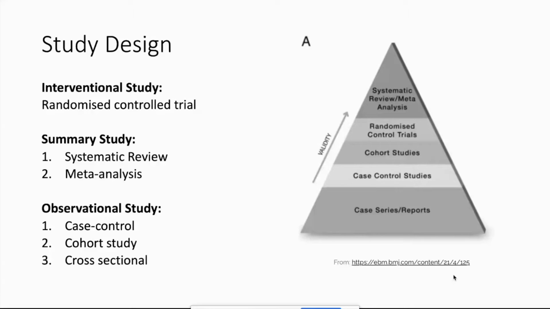So again, these are quite powerful studies because they look at many different randomized controlled trials. And then you also have observational studies. These don't make any intervention, so they observe what is happening in natural phenomena without making any intervention, and these include case control, cohort, and cross-sectional studies.